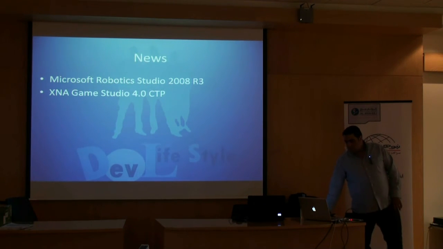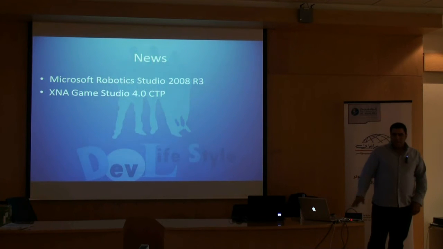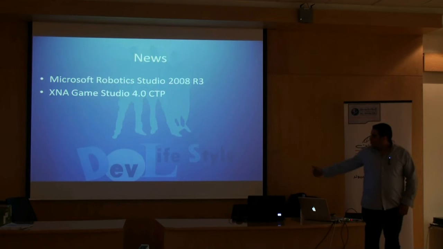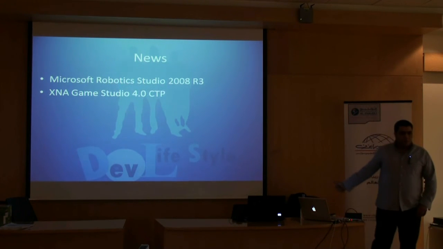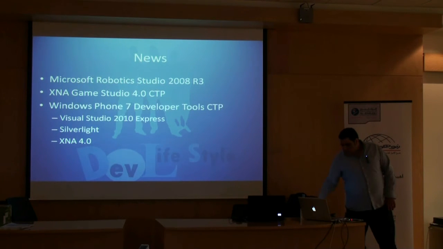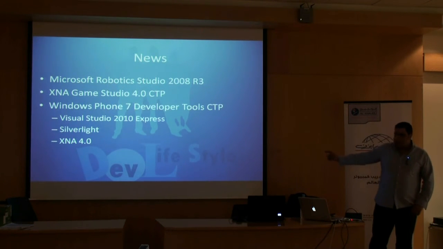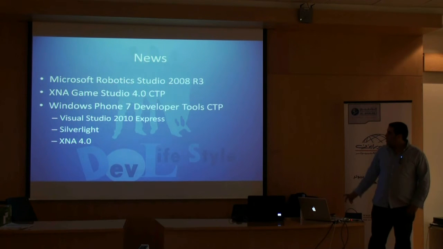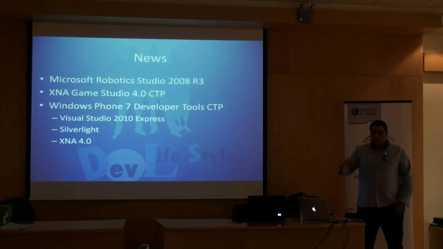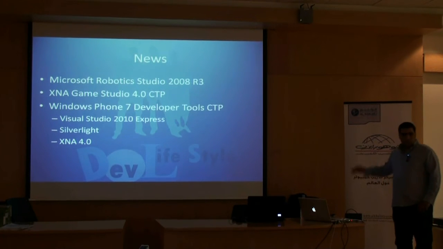XNA Game Studio CTP. The current XNA Game Studio is 3.1. There is a new version 4. It's a community preview now. This actually comes with the new Windows Phone 7 development tools, the new development tools for the coming operating system for Microsoft phones. It will be named Microsoft Phone 7.